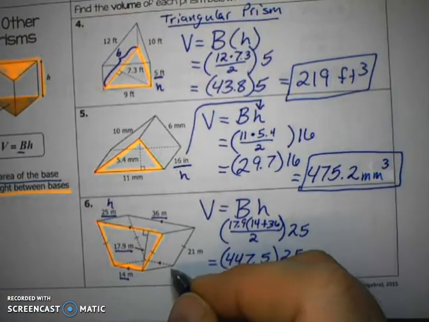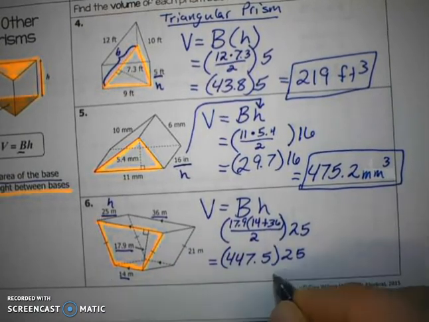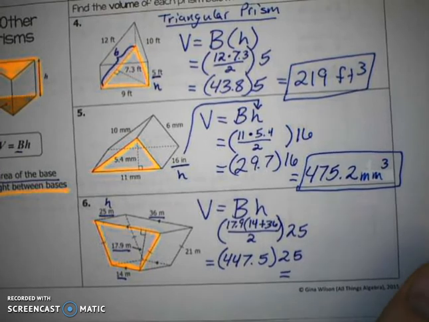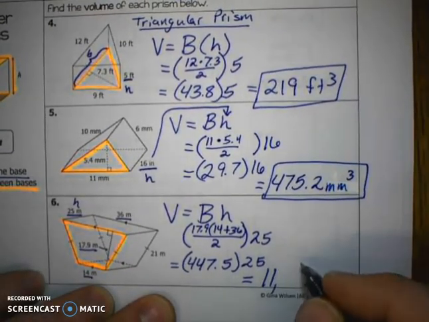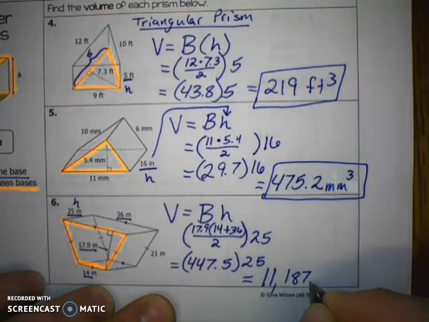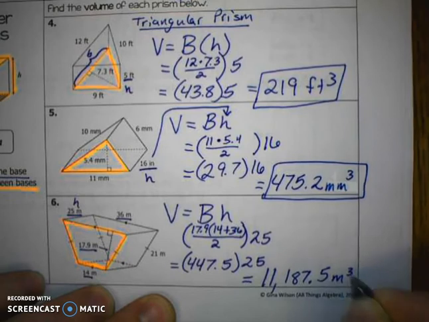So you will notice they give you some information that isn't necessary. We don't need this length of 21. And so when I work those out and multiply it all out, I get a total of 187.5. This is in cubic meters.